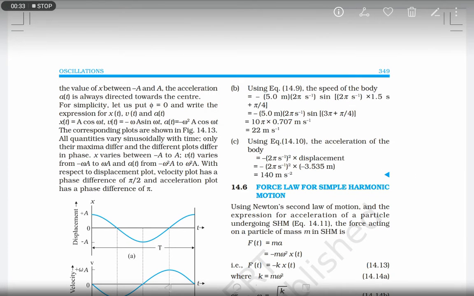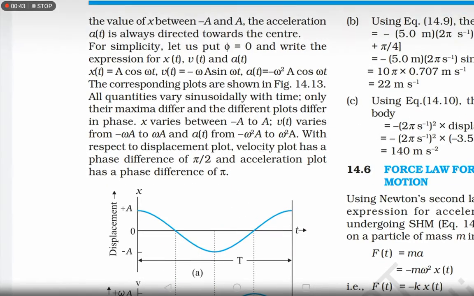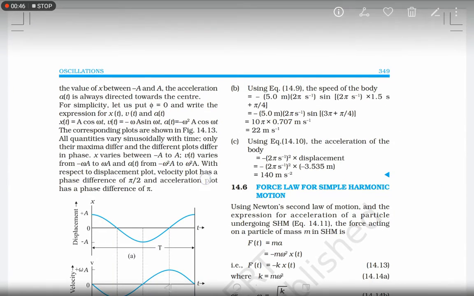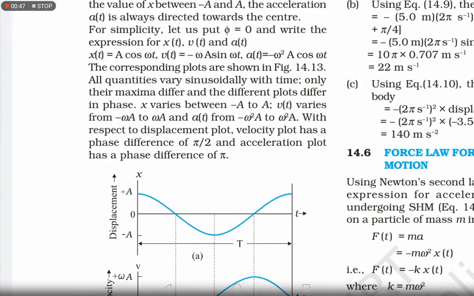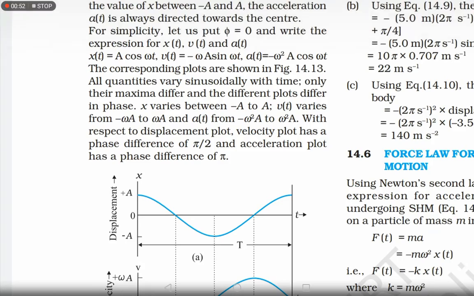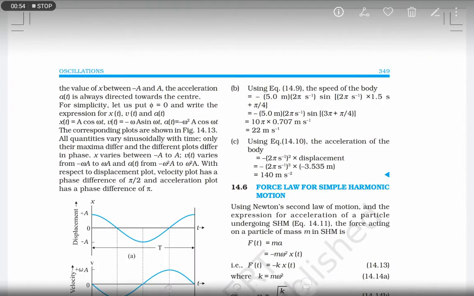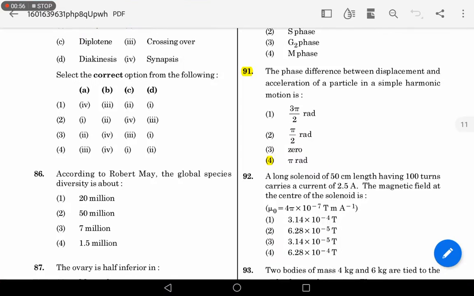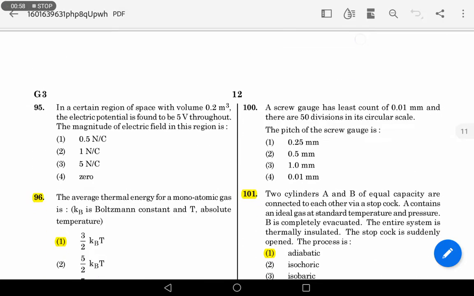So in this NCERT text line, page number 349, we can see that with respect to the displacement plot, the velocity plot has a phase difference of pi by 2 and the acceleration plot has a phase difference of pi. So with respect to the displacement plot, the acceleration plot has a phase difference of pi. And that's the question. It's a direct NCERT based statement.